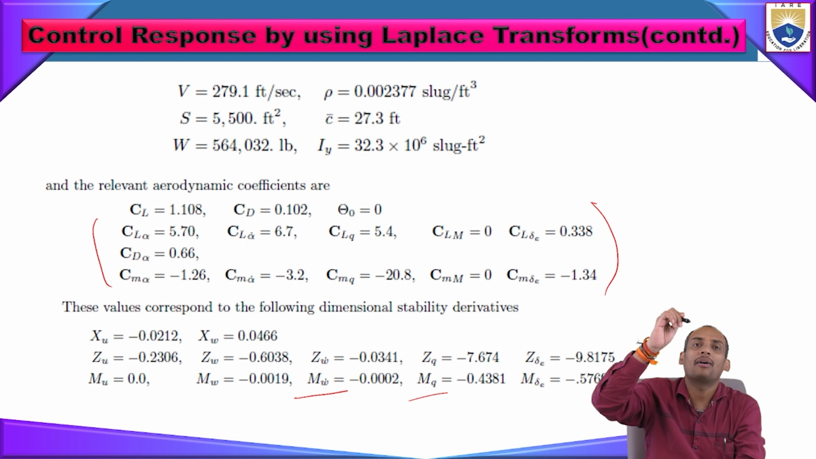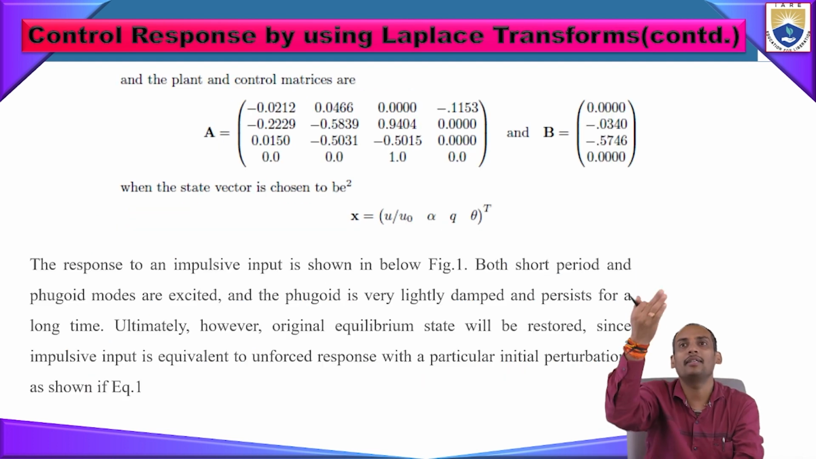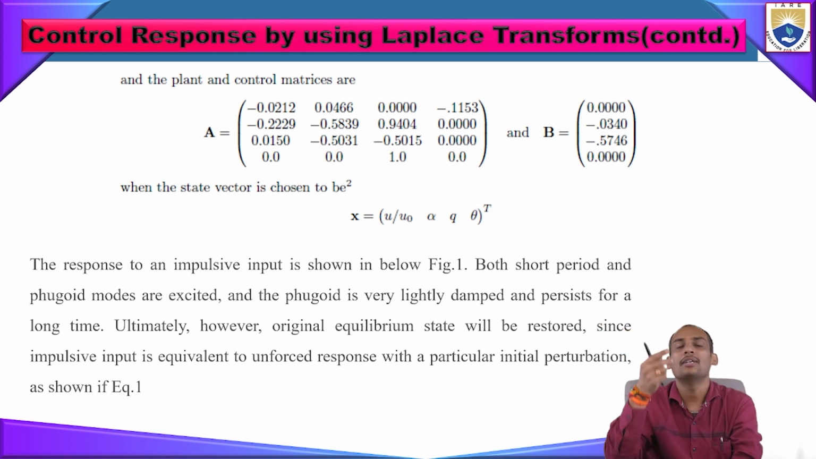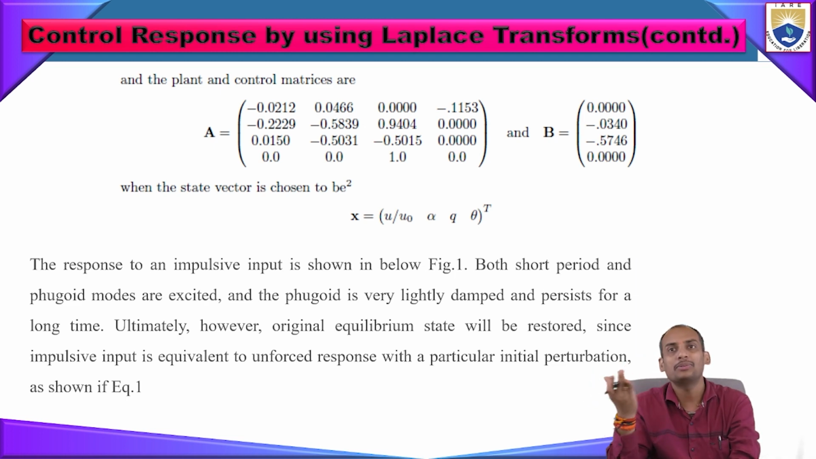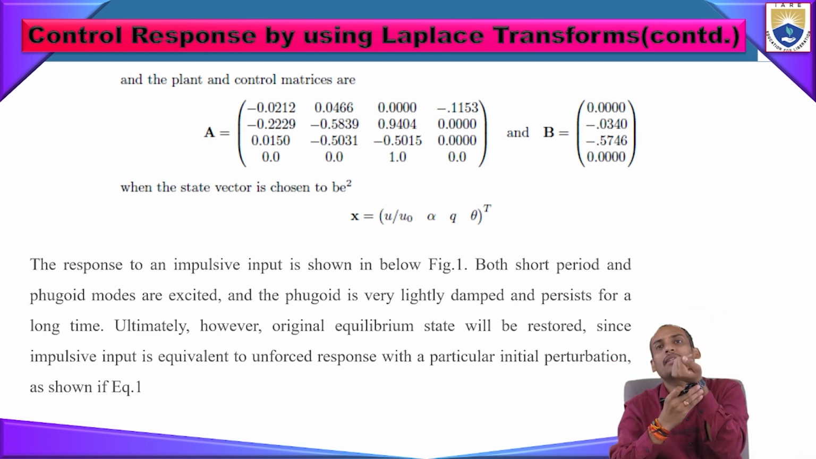Then we get a big equation. The coefficients of that equation we write as the A matrix, and the terms on the other side we write as the B matrix. So here, what are the variables we need to find out? U by U naught, alpha, Q, and theta dot. For this only, we will write the frequency response values: U by U naught, alpha, Q, theta.